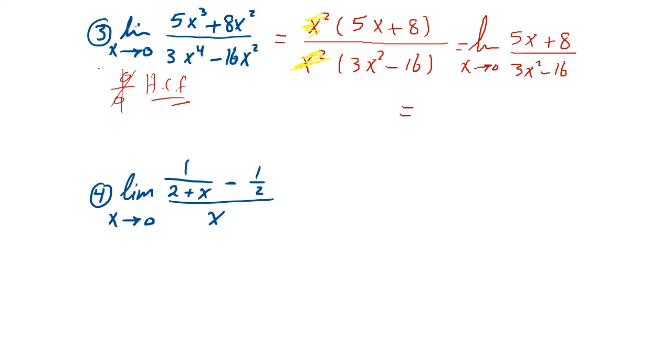So let's plug in x with 0. So 5 multiplied by 0 plus 8 over 3 multiplied by 0 minus 16, which is 8 over negative 16, which is negative 1 over 2.